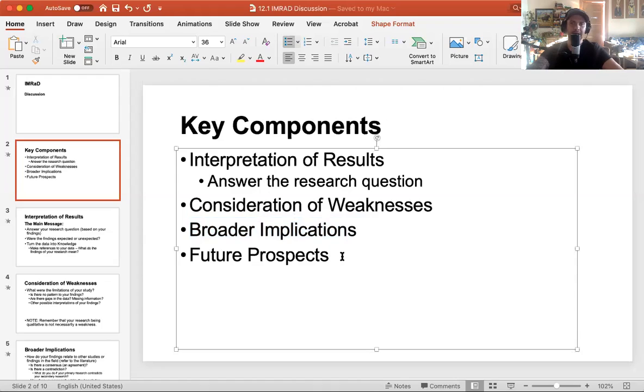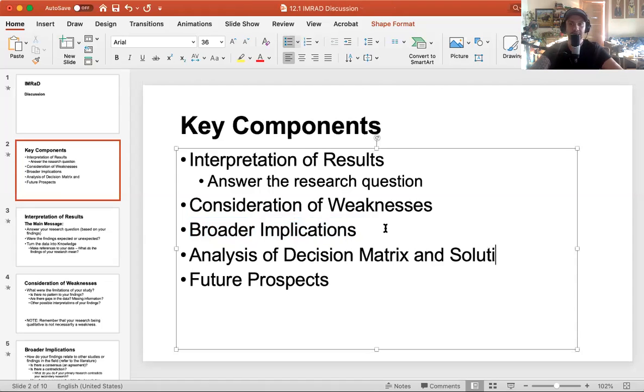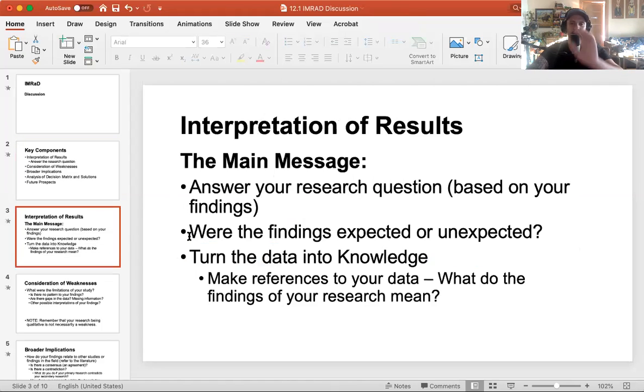I'm going to add a section here on key components. Analysis of decision matrix and solutions. So this section might be anywhere in the report. Again, there is no rule on what it's supposed to be called, but we also need a section that explains the decision matrix as well. Okay, and analyzes, not just explains. So the results section will explain. All right, we'll look at some examples.